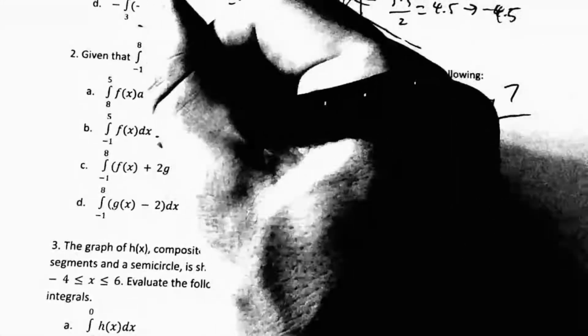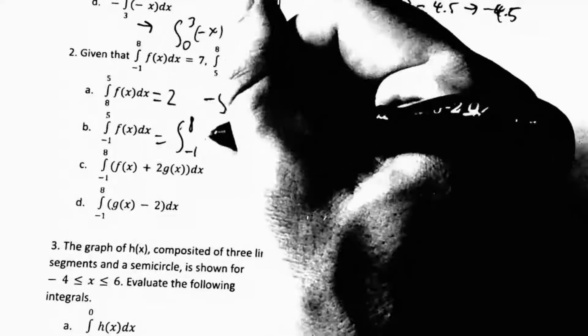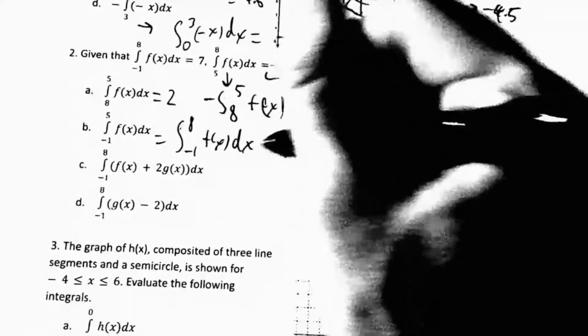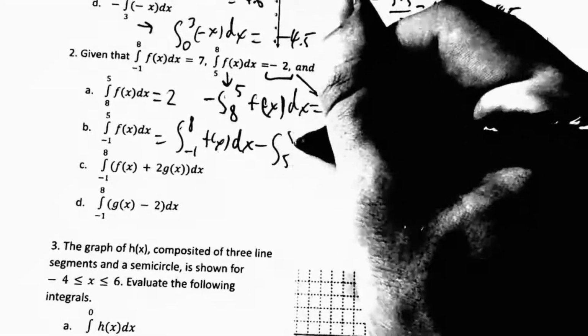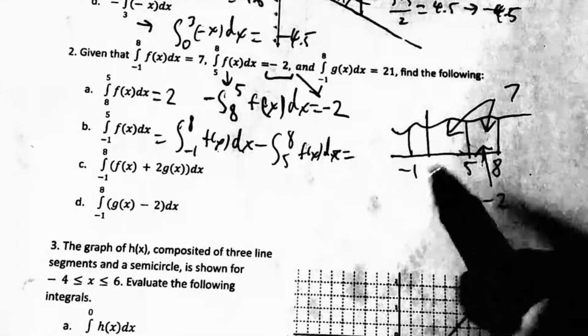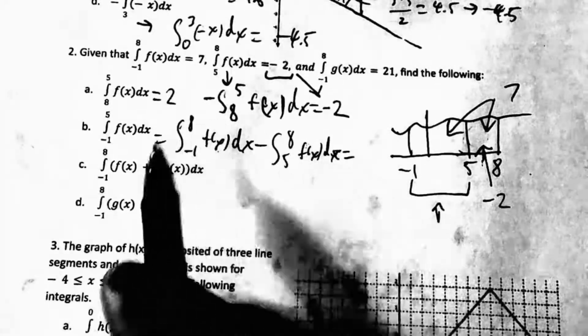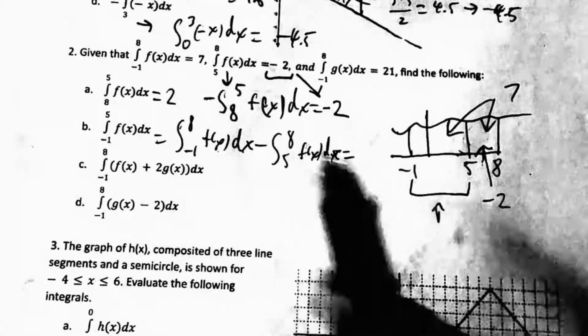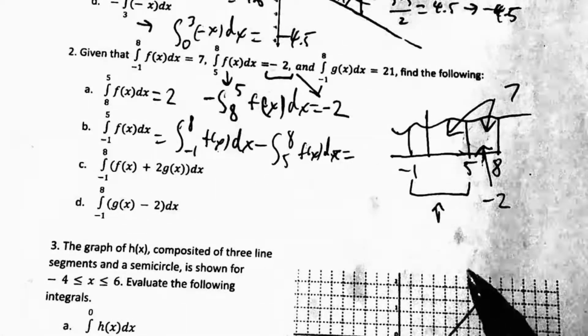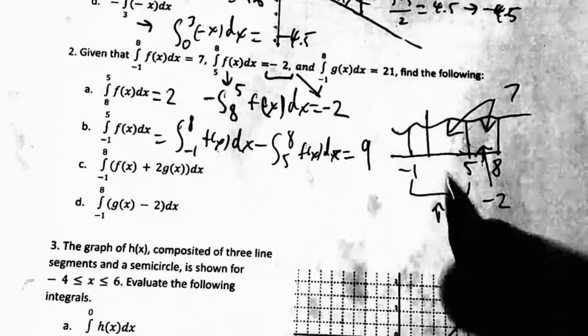So what we're doing is this equation. We're doing the big integral, negative 1 to 8, f of x dx, minus a little integral, 5 to 8, f of x dx, to get this right here. So basically this big integral minus this little integral gives this region. When I take the big integral, which is 7, and subtract the little integral, which is negative 2, I get 9. So this region must be 9.